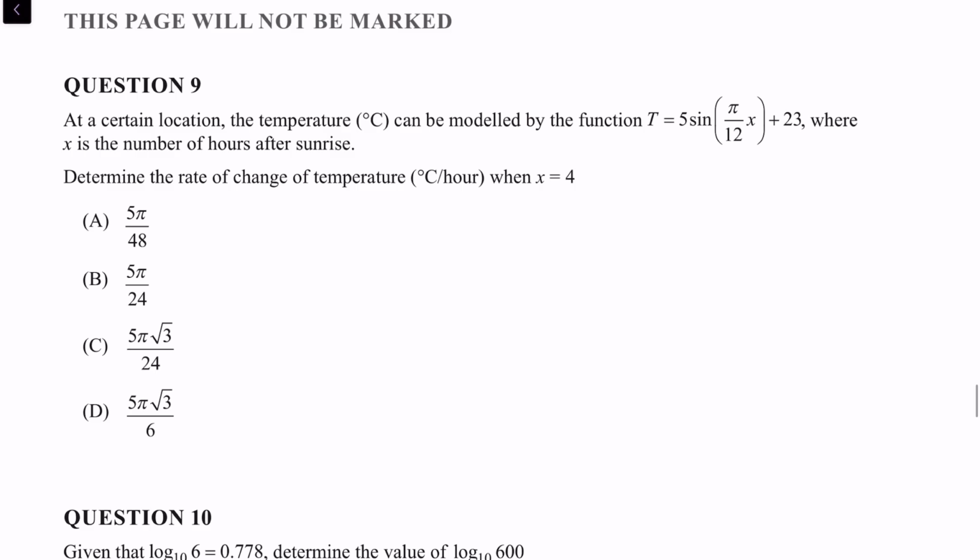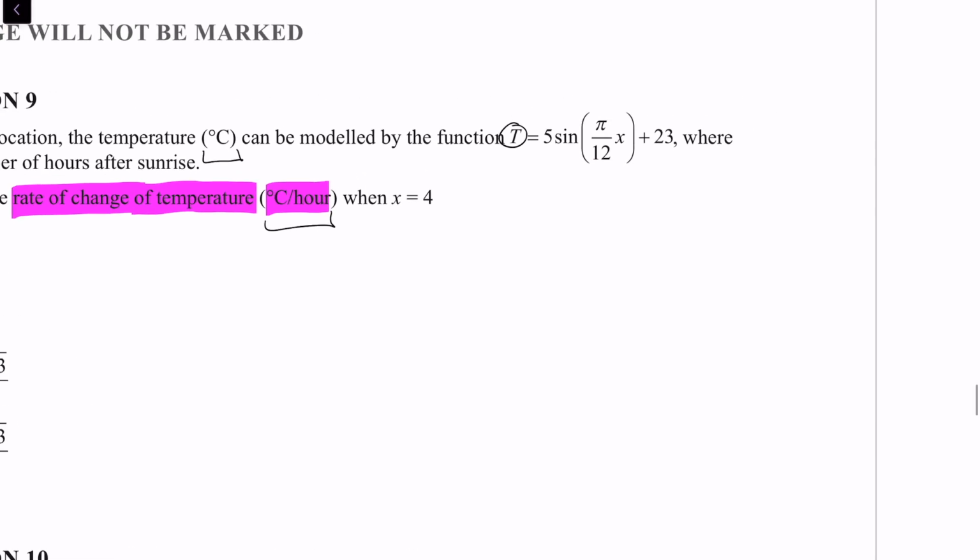Question 9. At a certain location, the temperature in degrees Celsius can be modeled by the function t equals 5 sine pi over 12 x plus 23, where x is the number of hours after sunrise. Determine the rate of change of temperature in degrees Celsius per hour when x equals 4. So immediately we can highlight that we need to determine the rate of change of temperature, which is in a completely different unit to what we are given in terms of t. So we need to differentiate this formula right here.